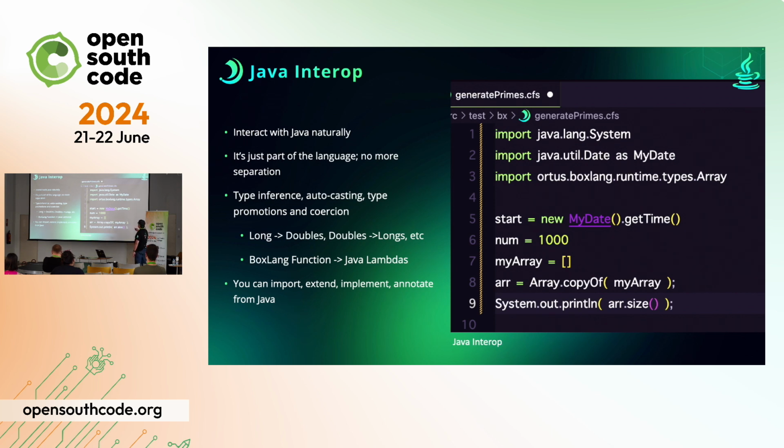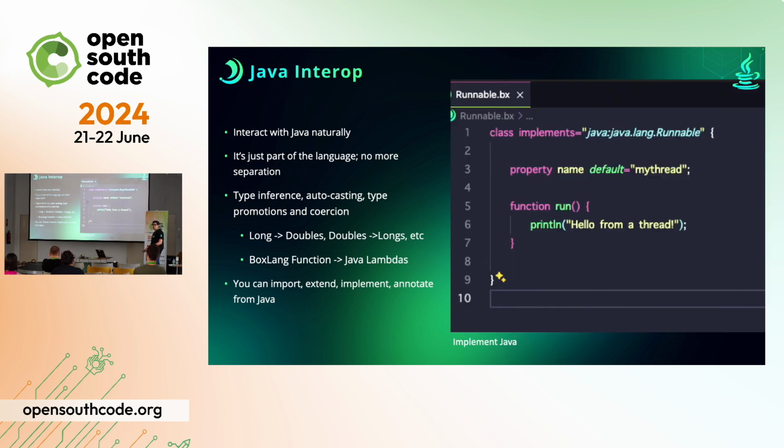Here I'm mixing languages. And then I say, okay, give me a new myDate, which is a java.util.Date. Give me the time. I declare a number, an array. I can create copies of those arrays and print them. So we really wanted to make it seem very fresh for Java developers, so it makes it easier for them, but it also looks like Java.